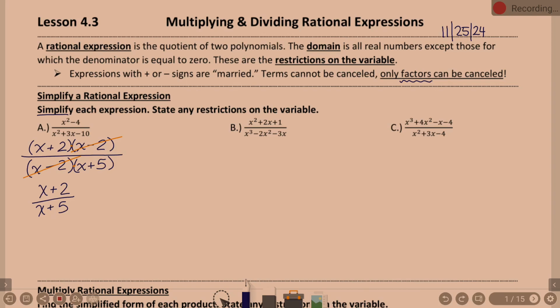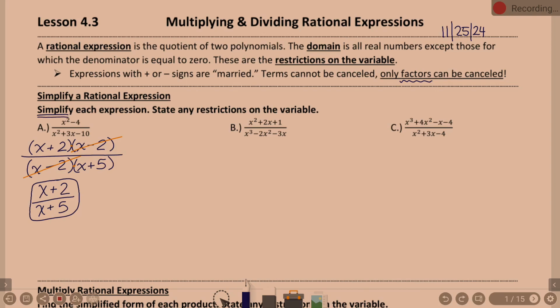That x is added to 2. The other x is added to 5. You can't cancel terms that are added and subtracted. It has to be the whole factor. Now, if we had x plus 5 on bottom and on top, we could still cancel more factors, but we don't. Okay, that's your simplifying the expression.